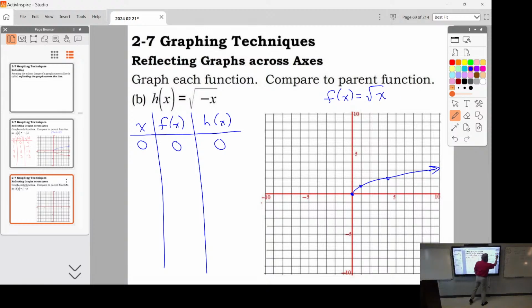Change colors. One second, let me change some stuff to red here so I can have these different graphs.